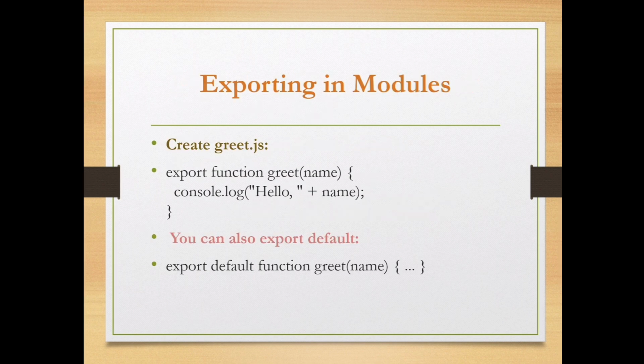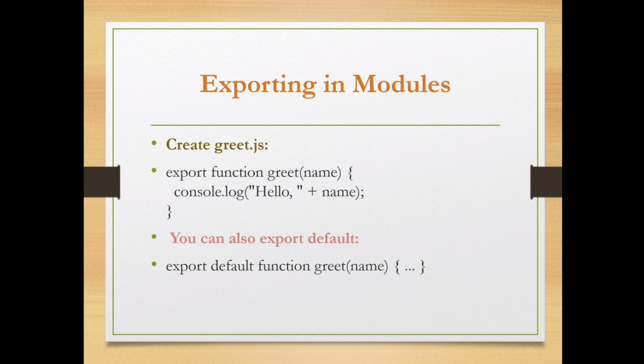Here, exporting a module: first you create grid.js, and you can take any name here. Then you write code inside grid.js like this. Here I am using export with one function and a method name like grid of, taking a name inside. Next I am printing console.log of hello plus name.